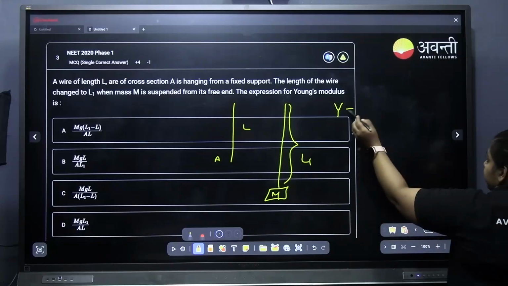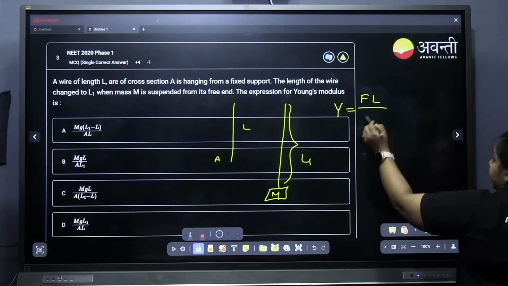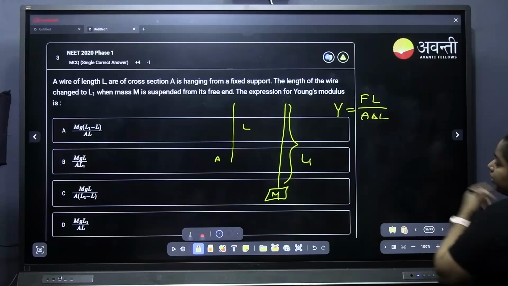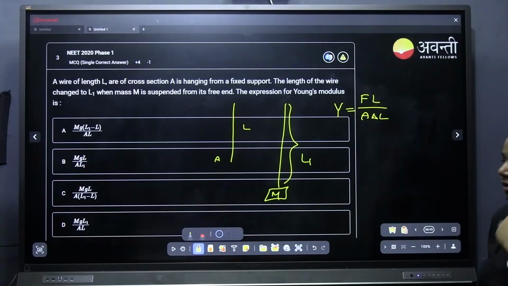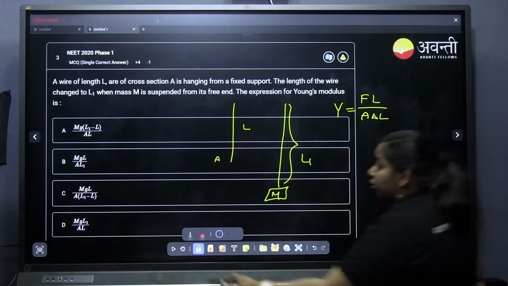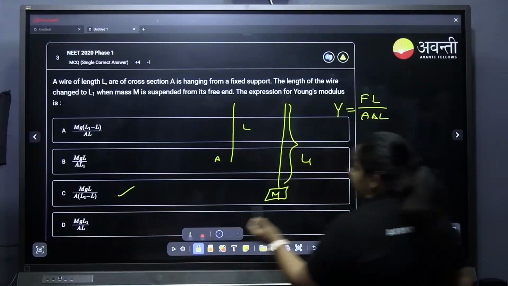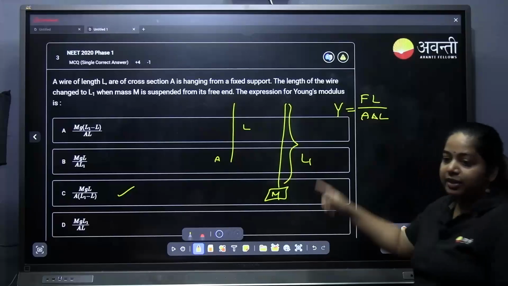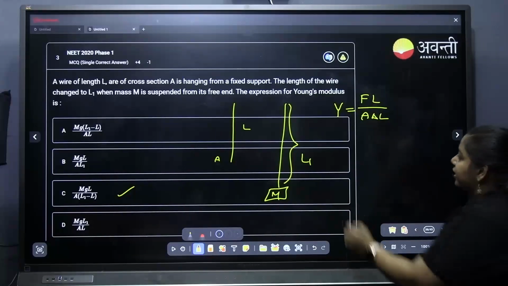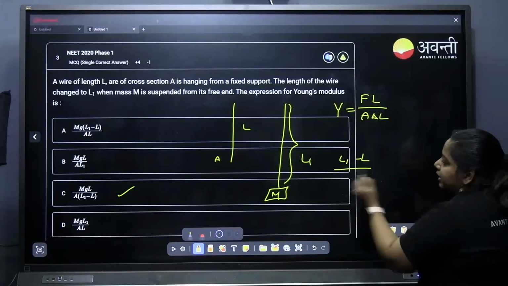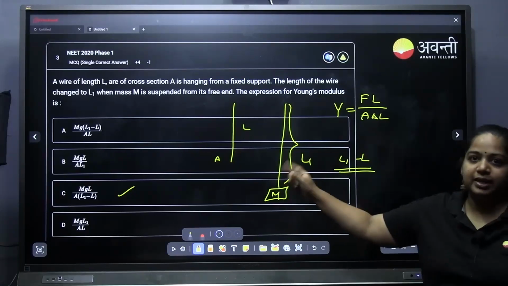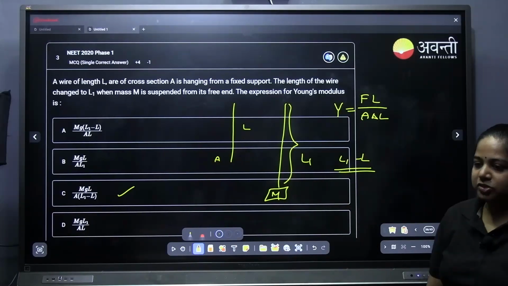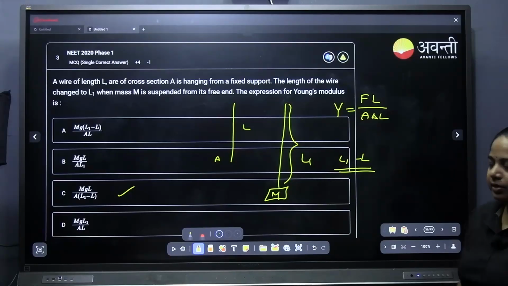Young's modulus formula is FL by A delta L. Now compare and find which is the answer. Yes, option C is the answer. L1 is not the change in length, L1 is the new length. So delta L will be L1 minus L. Okay, don't make that mistake. I hope everybody understood this.